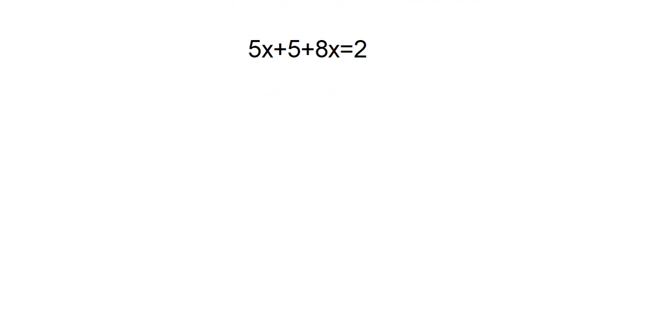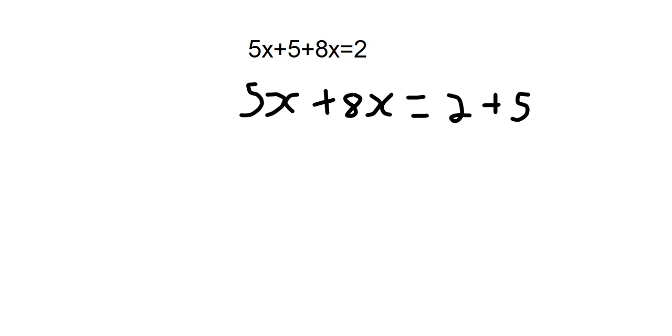So I will be left with 5x plus 8x plus 5 minus 5. We'll make that 5 disappear. And that's equal to 2 minus 5 over on that side. My apologies. So I have subtracted 5 from both sides. So we do a minus 5 on the left, a minus 5 on the right.